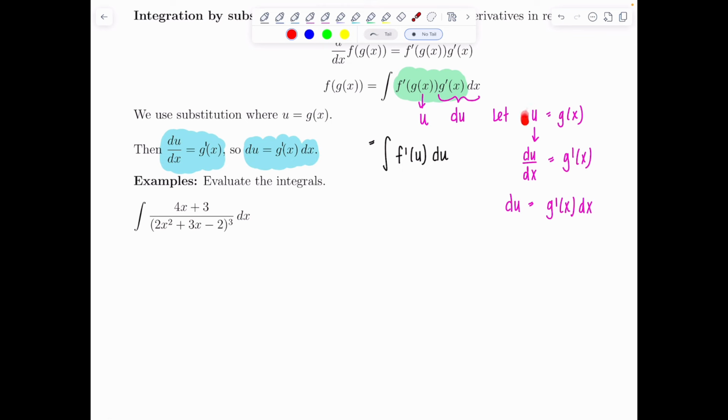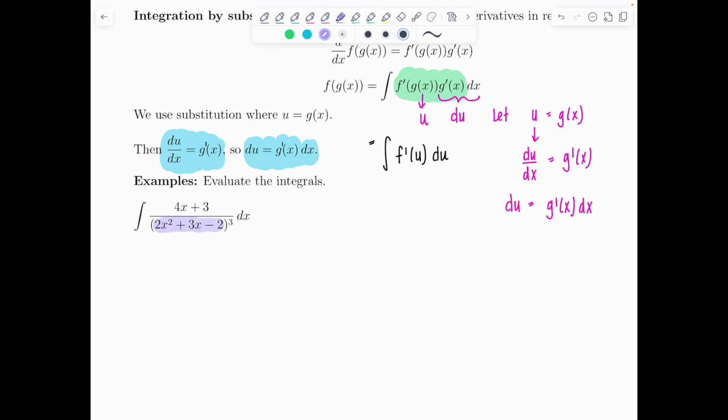Whatever you pick u to be, its derivative has to appear in the integral. So what do I mean by that? Usually, you pick u to be the inside function in a composition, plus its derivative needs to be hanging out, multiplied in the integral somewhere. So here's how I'm looking at this. We've got all this stuff raised to the third. That looks like a composition of functions to me. We've got an inside function and then all this stuff is being raised to the third in the denominator. So I'm inclined to let all of this be u.